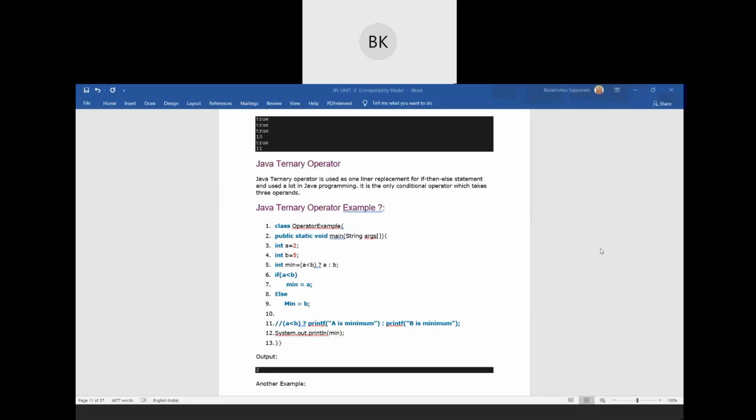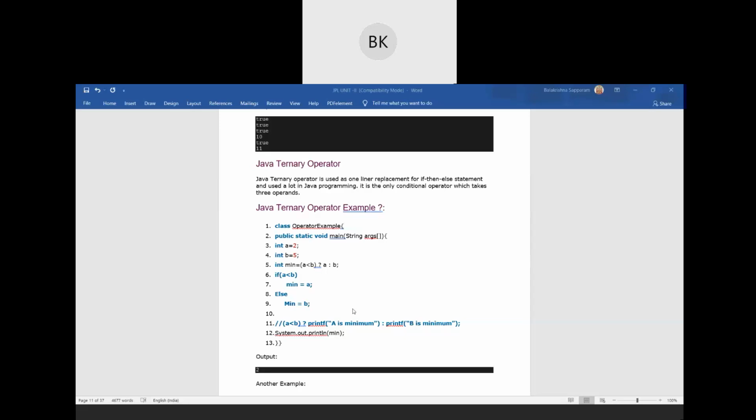Understand? What's the meaning of a ternary operator? A ternary operator means it has three statements. Three statements are separated with two operators. What are the operators here? Question mark and colon. If the condition before the question mark is true, the first statement after the question mark is executed. If it is false, the second statement after the colon is executed.